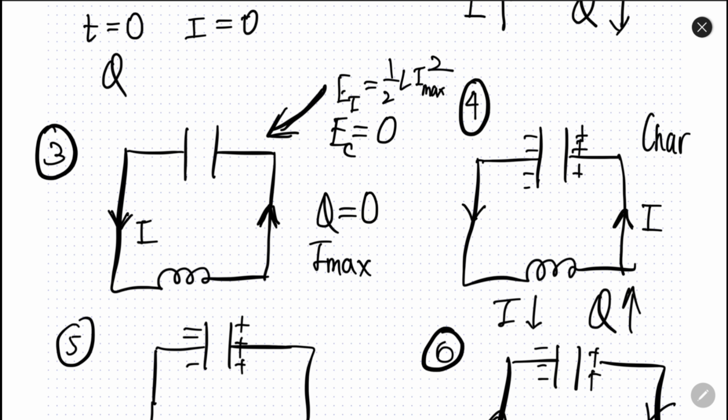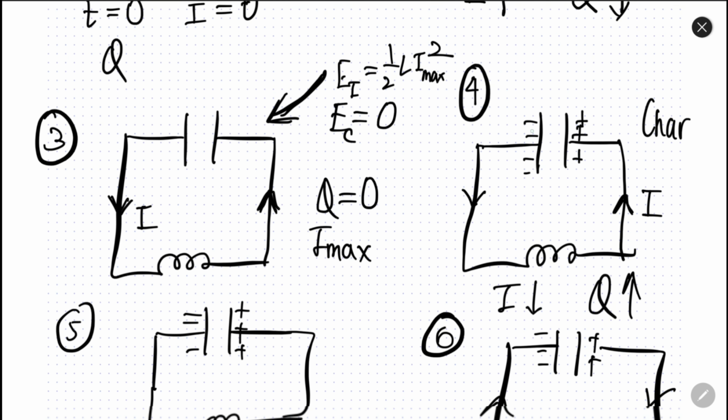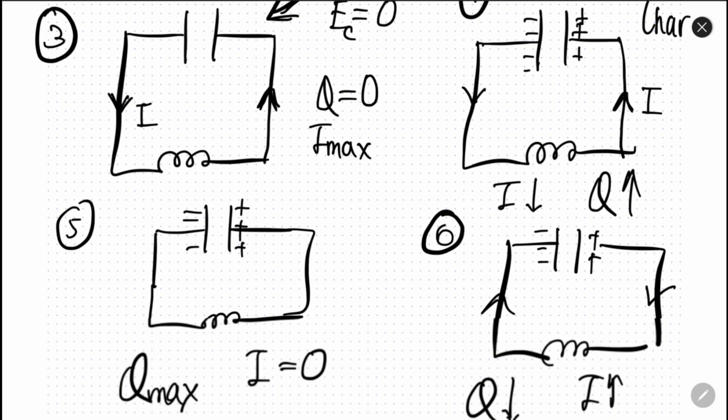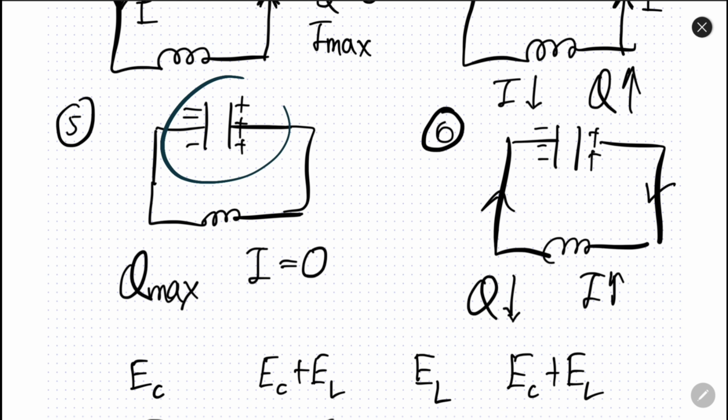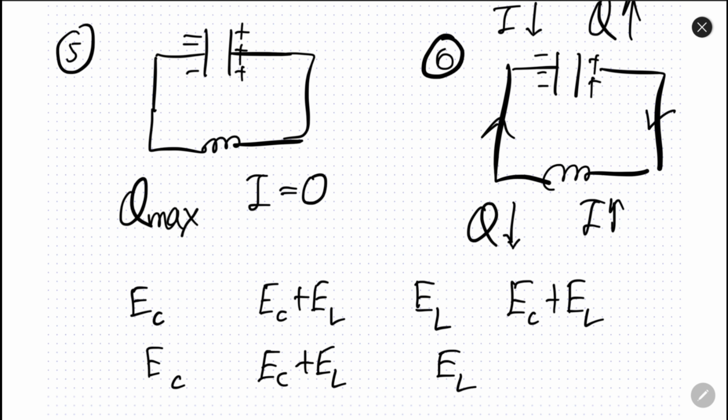But what will happen? Once the current is flowing in this direction, the capacitor will get charged. So gradually the energy will be transferred from the inductor to the capacitor, and ultimately after a certain time interval, the current will reduce to 0 and the capacitor will achieve its maximum charge, and the energy will be in the capacitor only and the inductor will have 0 energy, and so on.